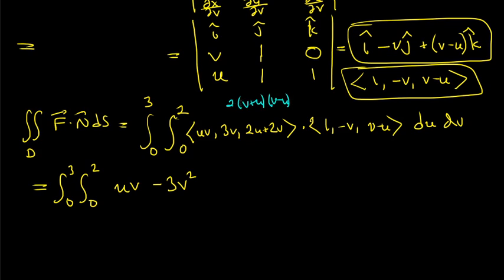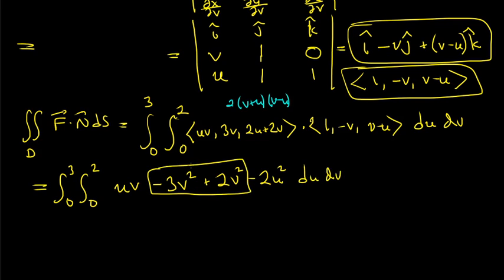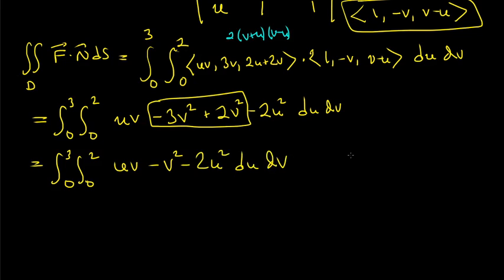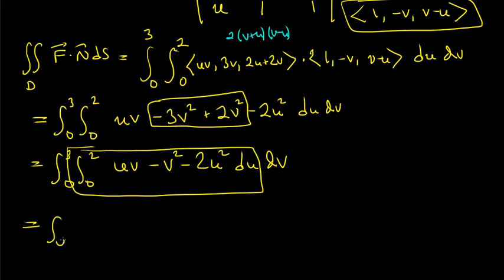Right, so 2 times v squared minus u squared. So plus 2v squared minus 2u squared, du dv. Oh, and negative 3v squared plus 2v squared is just negative v squared. So, yep, let's simplify first. Oops, minus 2u squared. Okay, so this should not be hard. We'll do the inside integral first.